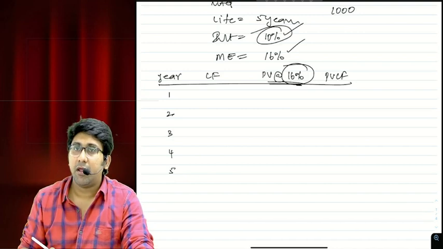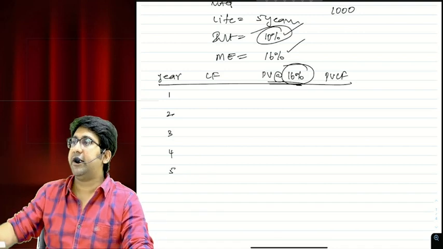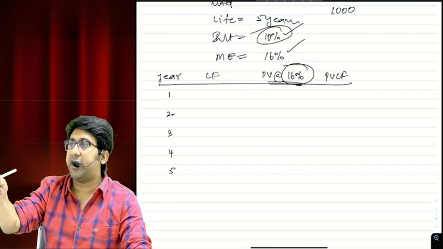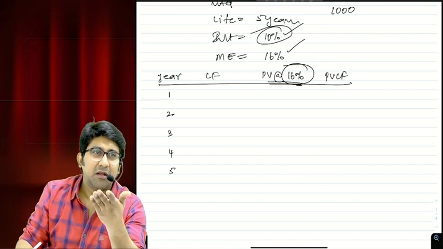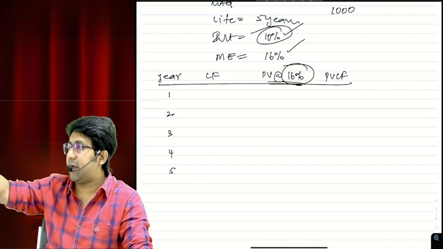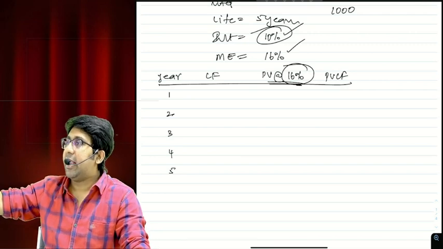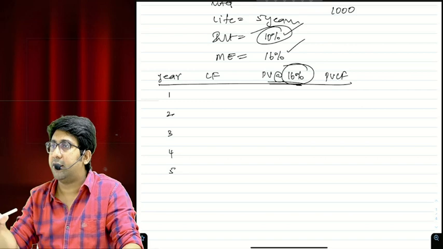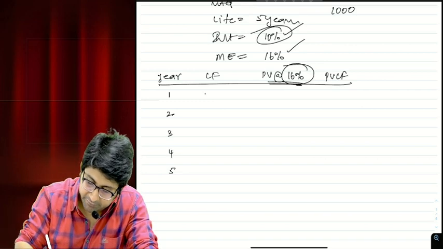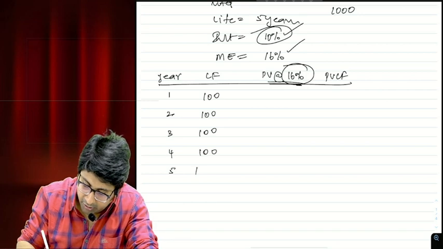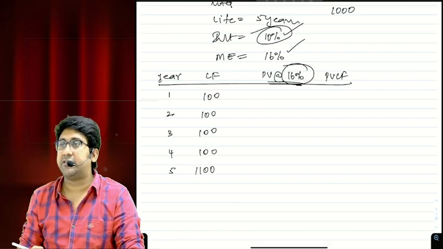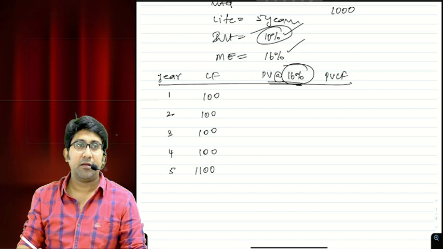Sir, how much is the interest? The market fell and the price came to 800. Will I pay interest on 800 or on 1000? Common sense, sir, please. Even if the price of the debenture in the market came to 800, I will pay interest on 1000, that is 10%. Very good. So how much? 100, 100, 100, 100, 1100, because redemption also will come back.